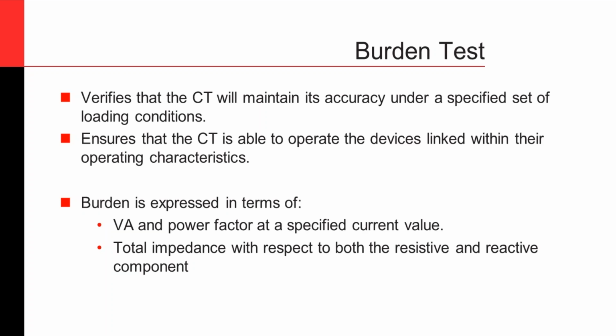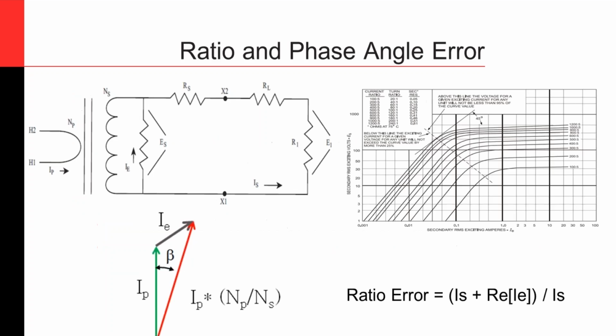And it is the tester's or the commissioning engineer's duty to make sure that the burden on the CT remains less than or within the range of whatever the manufacturer specifies. You cannot have too much burden on a CT and expect it to provide you accurate results.